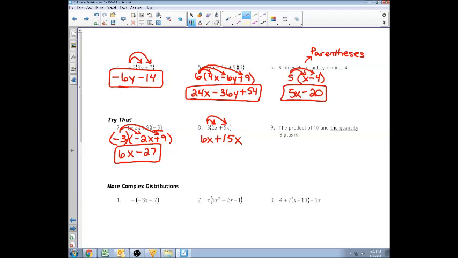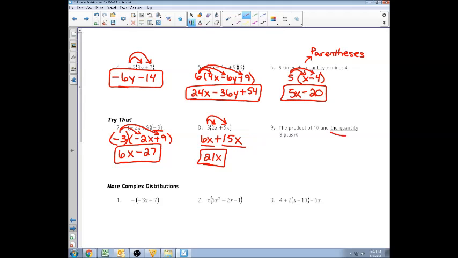Every time that you get done with the problem, you should check this. I have 6x. Is there another x on the board? Yes, there is. It's 15x. So 6x plus 15x is 21x. You are not done until you try to combine like terms. Every time you distribute, try to combine like terms.